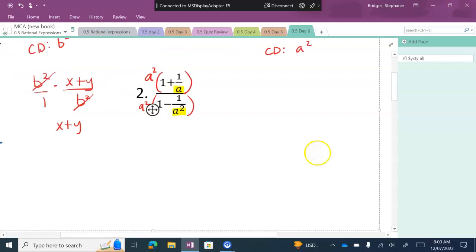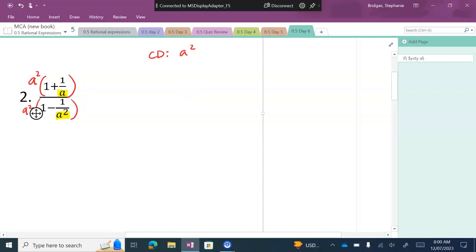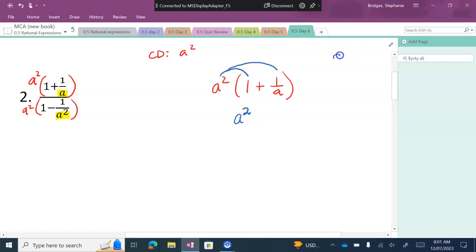I'm going to come over here and do the top part first and show my work. A squared times 1 plus 1 over a. What do you think we need to do with that a squared? Distribute. What's a squared times 1? Okay. And then if I do a squared times 1 over a, what do I end up with there? A, right? Because that gives me a squared over a, which is just a. So that's going to be what's in the back.